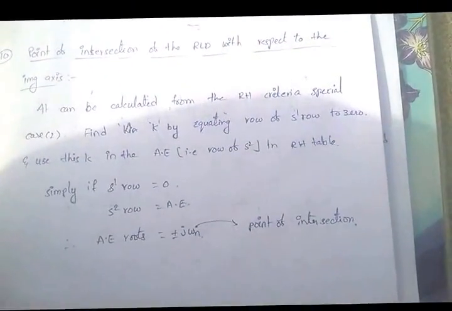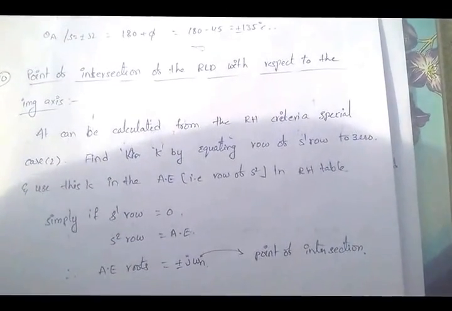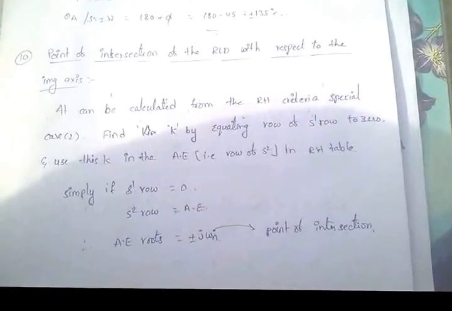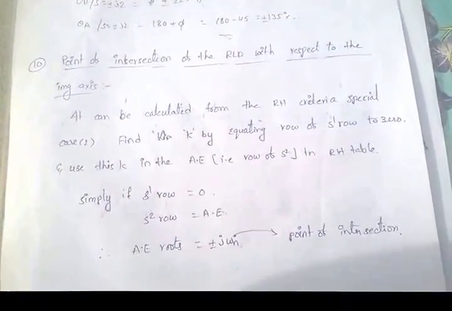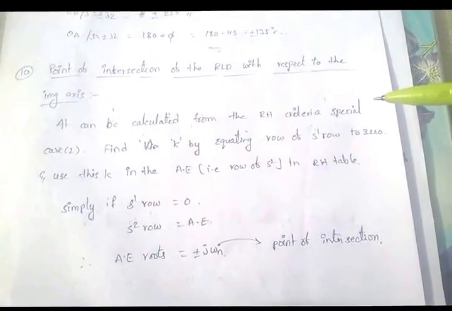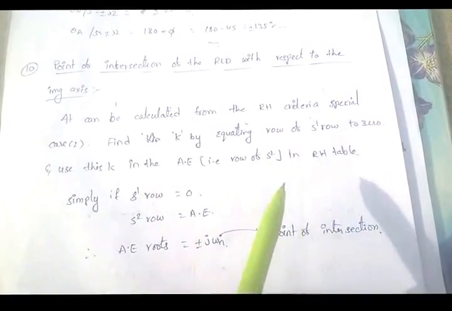And the next rule: the point of intersection of the root locus diagram with respect to the imaginary axis. Very, very important. It can be calculated from the RH criteria special case 2.